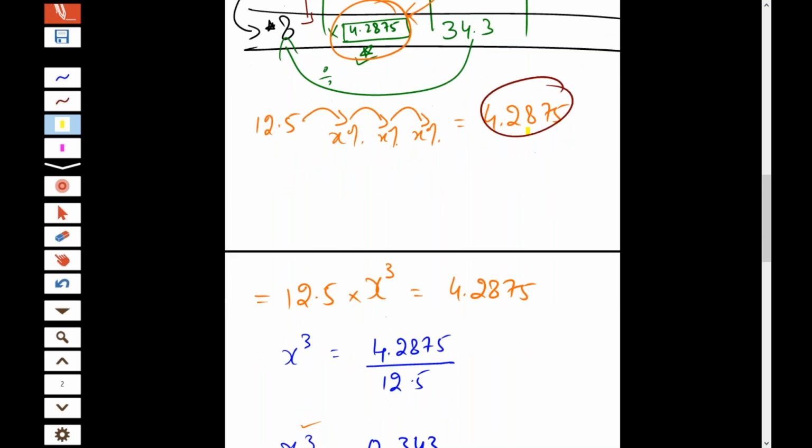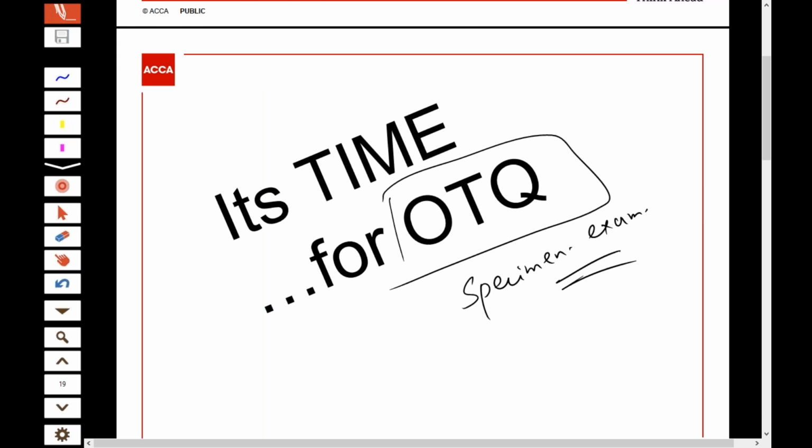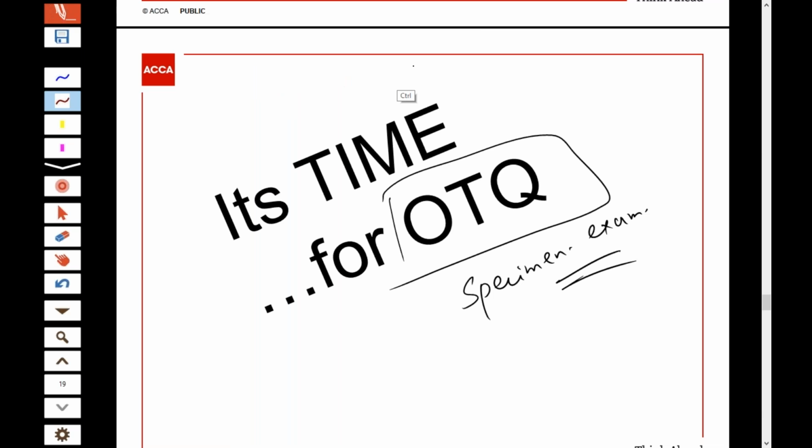And if I can guide you in another, simpler manner, you can say, how did you calculate the average? 34.3 upon 8 was 4.2875. This is the average time.